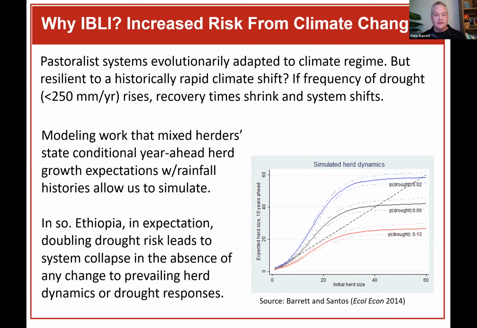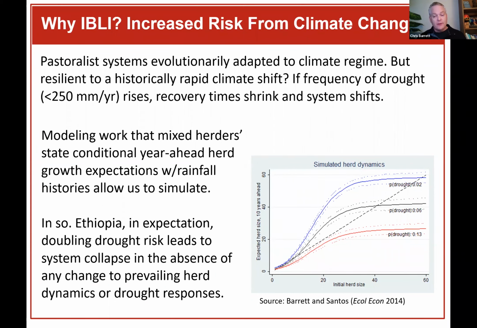Pastoralism is a highly adapted system. It is built precisely to address the fact that the rains come in different times in different places, and you can move animals there when you can't move crops. But our systems haven't adapted to the rapidity of climate change that we've been witnessing over the last generation or so.